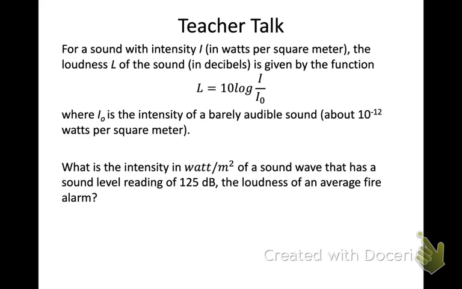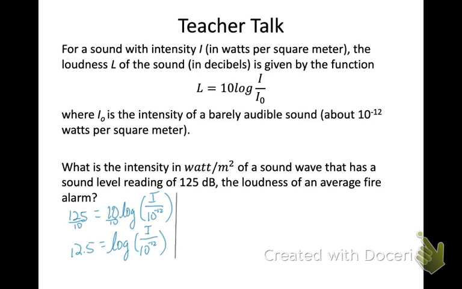So we'll plug in 125 for L, and we will also plug in 10 to the negative 12 for I sub 0. Now the first thing we can do is divide by 10. So we have 12.5 equals log of I over 10 to the negative 12. We need to rewrite that logarithm as an exponential. It's an understood base 10.